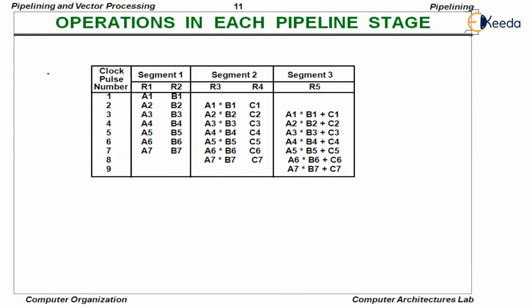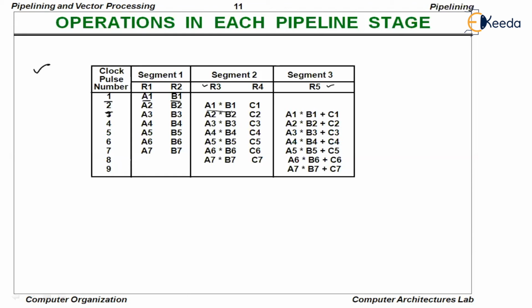You can see here in a table, it is clearly given. In the first clock pulse, R1 and R2 will get A1 and B1. In the second clock pulse, A1 into B1 will be available in R3. In the second clock cycle, C1 will get transferred to R4. In the second clock cycle, R1 and R2 will get A2 and B2. Okay, in the third clock cycle, the first output, that is A1 into B1 plus C1, is available in R5.